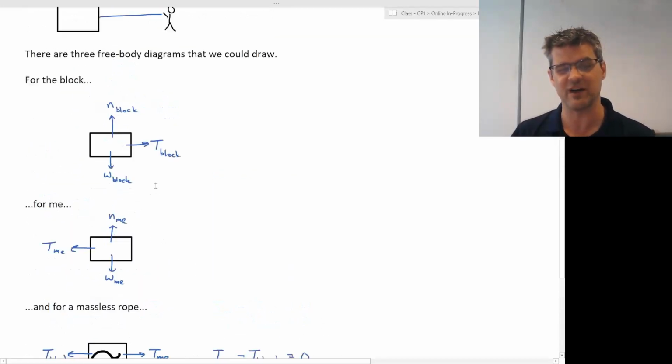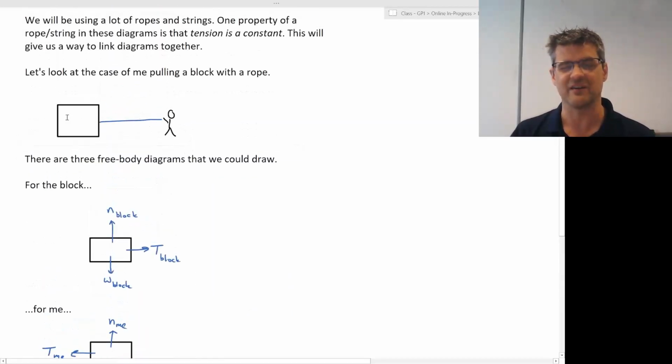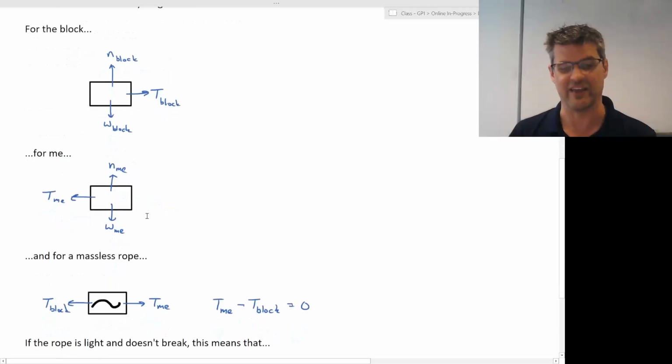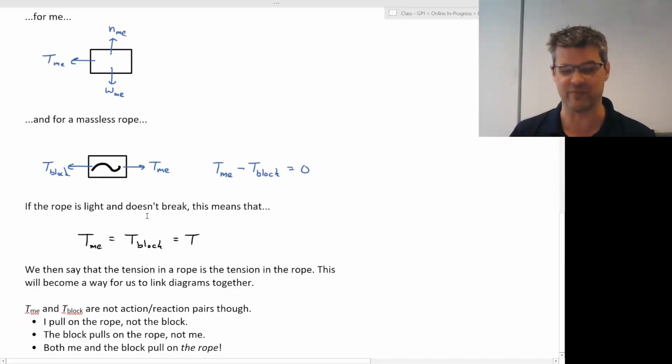So in this problem, what I have is me pulling this block. And the block has a mass, and I have a mass, and this is a string that connects it. So there's going to be a tension here and a tension here. I pull on the block with tension T. The block pulls on me with tension T. And that's where it shows up in the different free body diagrams. Okay? As long as the rope doesn't break.